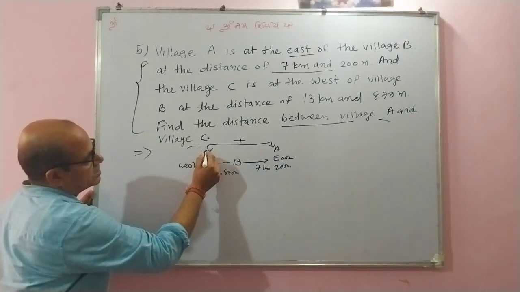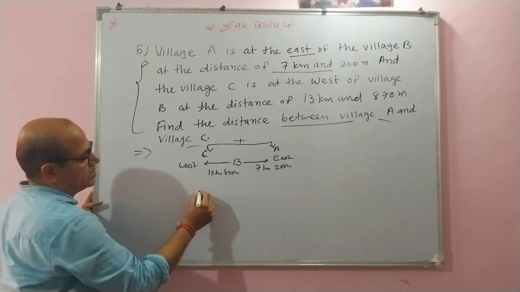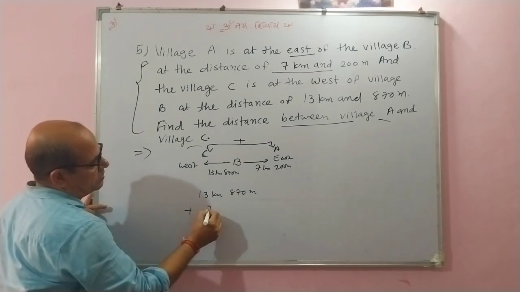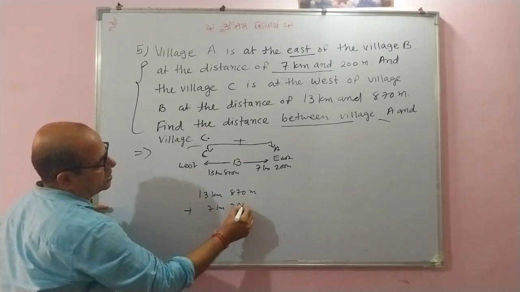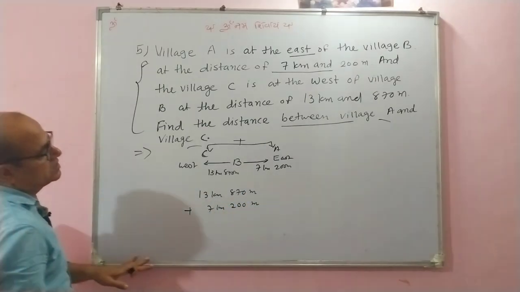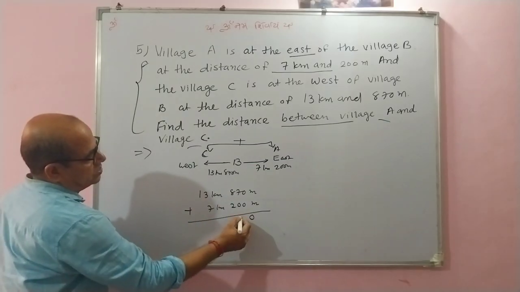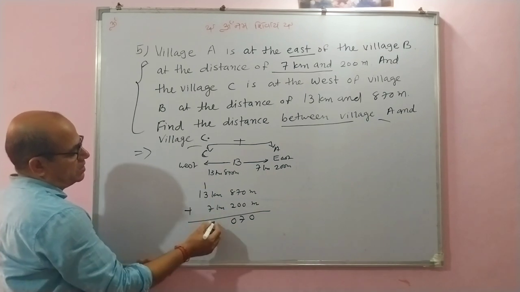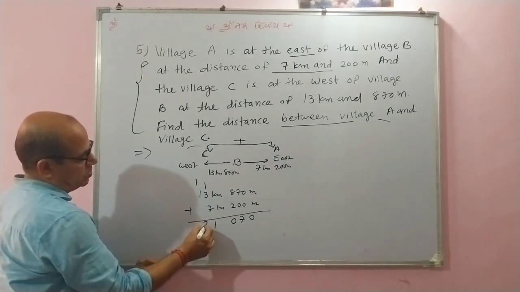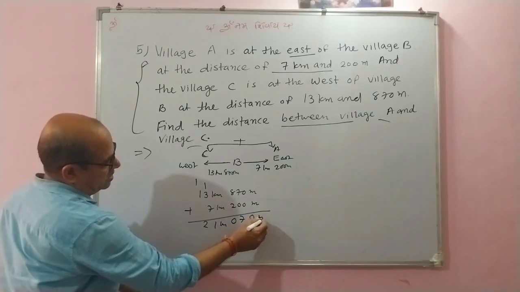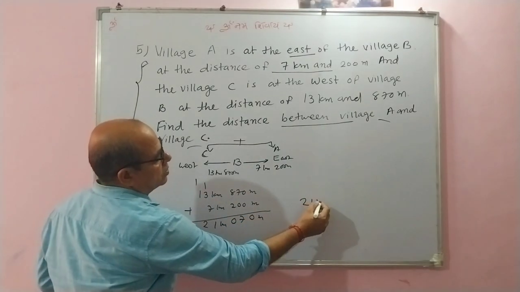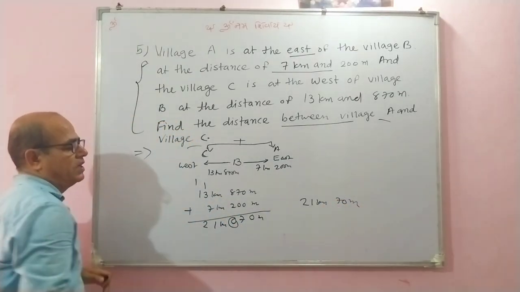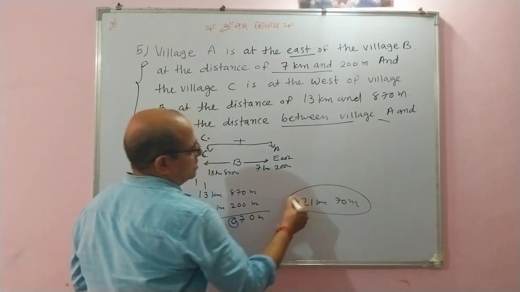So the distance between C and A means the addition of 13 kilometer and 870 meter plus 7 kilometer and 200 meter, right? Now just simple addition, nothing else. 0, 7, 8 plus 2 is 10, 0, 1 carry. 7 plus 3 is 10, plus 1 is 11, 1 carry, 2. So this is kilometer and this is meter. So the answer is 21 kilometer and 70 meter. The 0 is given, so we are not writing it in the answer, right? So this is the answer.